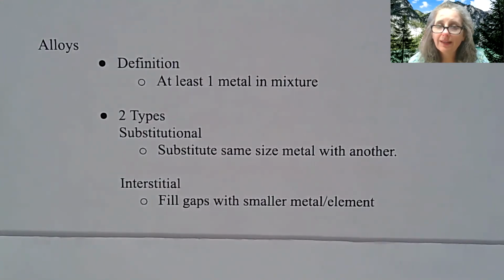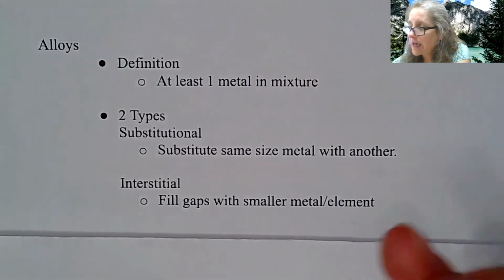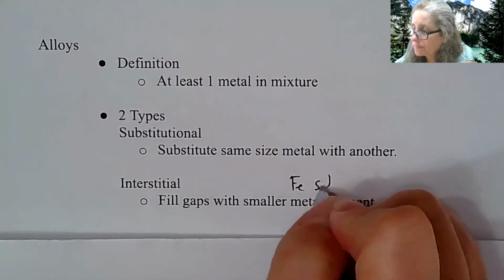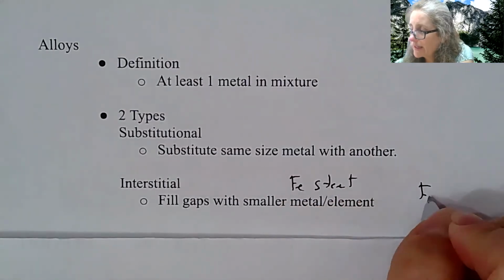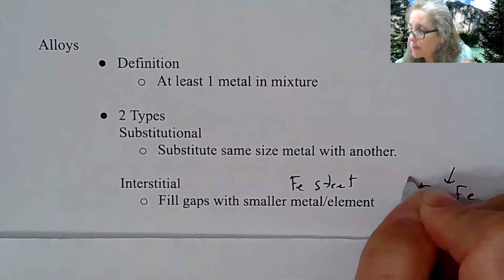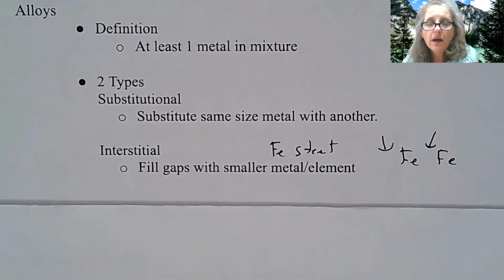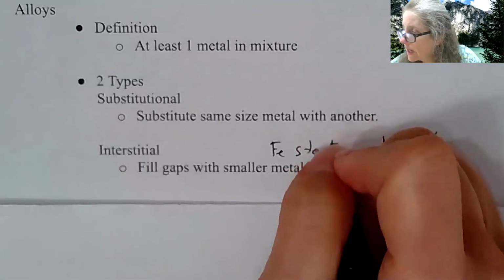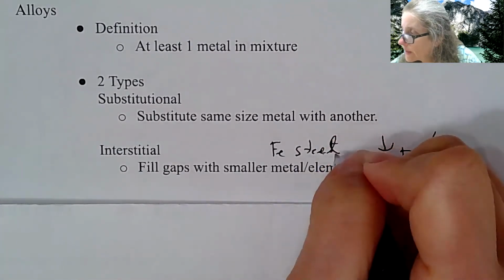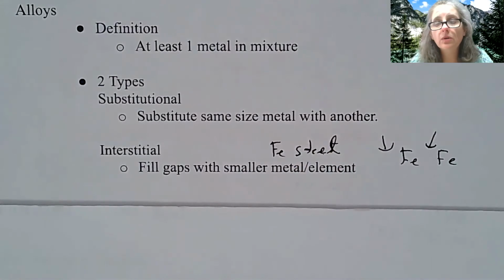Interstitial is when you're filling gaps with smaller metals or elements. A good example of this is steel, where you could have iron mixed in with something smaller. The gaps that iron has in it naturally are filled in with a smaller element or a smaller metal to give it different properties.